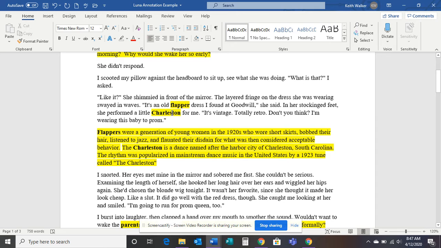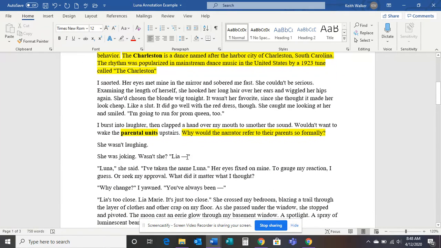If I highlighted flapper and Charleston and left it at that, I would consider that unacceptable, because you didn't tell me that you know what these are now. You annotated them. So, yeah, you recognize they're unfamiliar words, but did you do the research to find out what they are? The last one I did on my example, she says she wouldn't want to wake the parental units. And I just put a note here. First, I highlighted it in bold, parental units, because I thought that was interesting. And my note is, why would the narrator refer to their parents so formally? Because you normally wouldn't refer to your parents as parental units. That's a pretty formal term. So I was wondering if that was going to play into the story later.